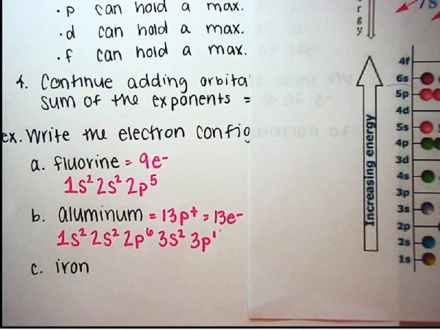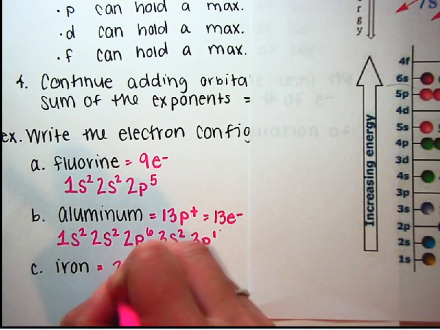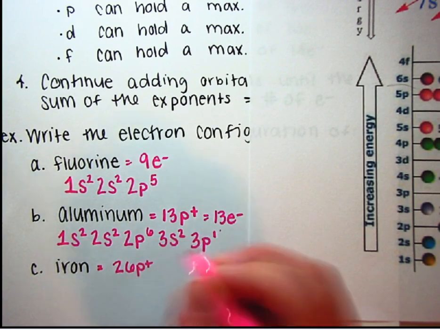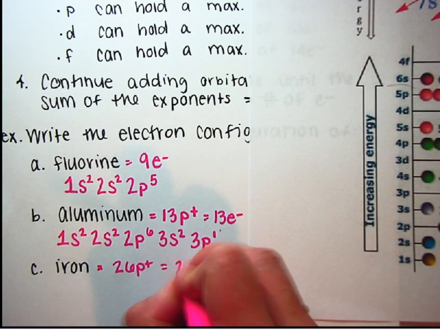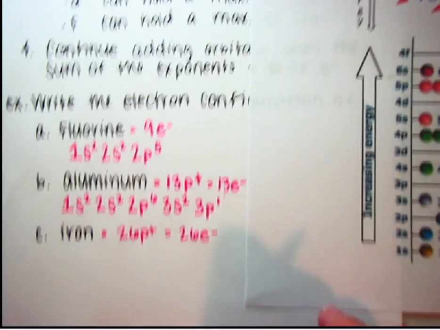Let's do iron. If we look up iron on the periodic table, it is atomic number 26. So that means iron has 26 protons. It also has 26 electrons.